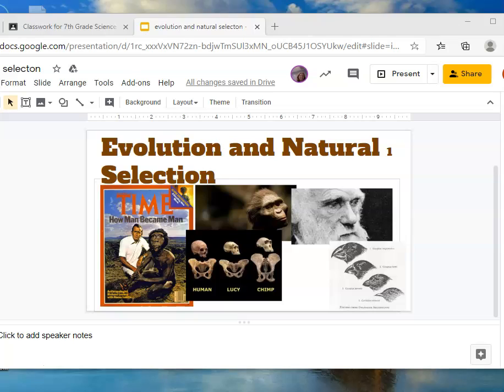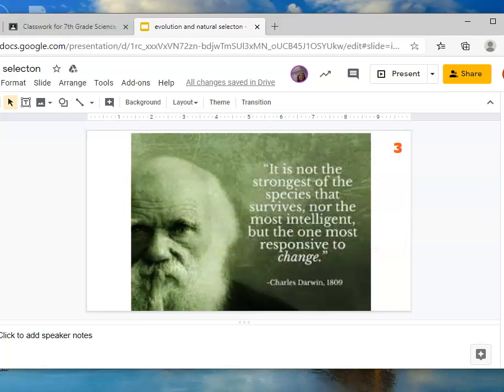Let's begin. We begin with our statement from Charles Darwin from before. It says, "It is not the strongest of the species that survives, nor the most intelligent, but the one most responsive to change." That is, if a species has the ability to change, it has a good chance of survival.